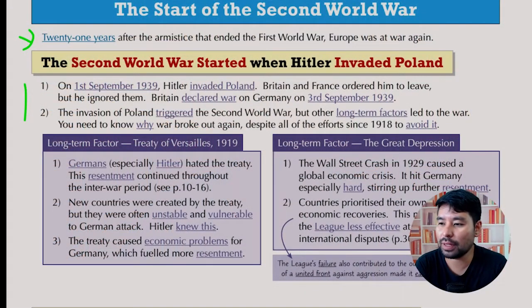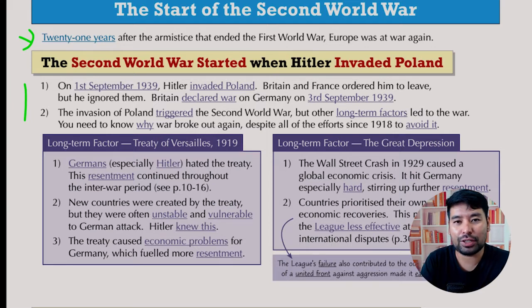So getting back and continuing the Second World War, but other long-term factors, long-term, which means that things that were happening before, right, led to the war, of course, right? Led, it took to the war. It was one of the reasons. This is the meaning of the word led, okay? So you need to know why war broke out again, despite all of the efforts since 1918 to avoid it.